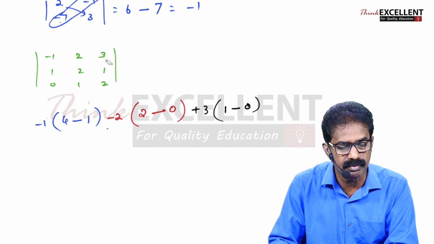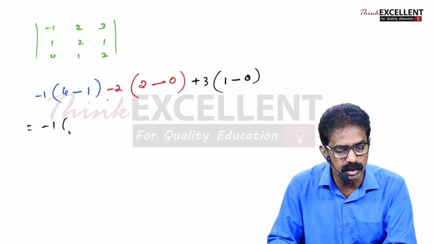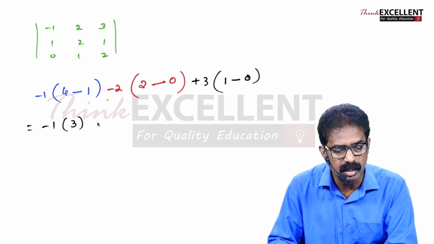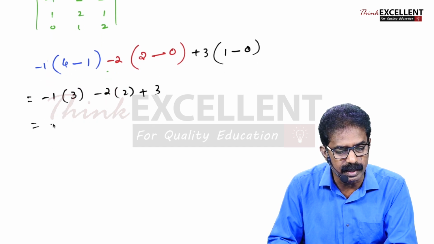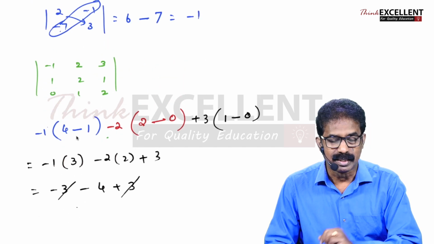So you have to practice a lot of questions in determinant. Okay. Now please listen. That is -1 into 4 minus 1, 3. -2 into 2 plus 3 into 1. So -3 minus 4 plus 3 cancel. Your answer is -4. So like that you can expand a 3 by 3 determinant.